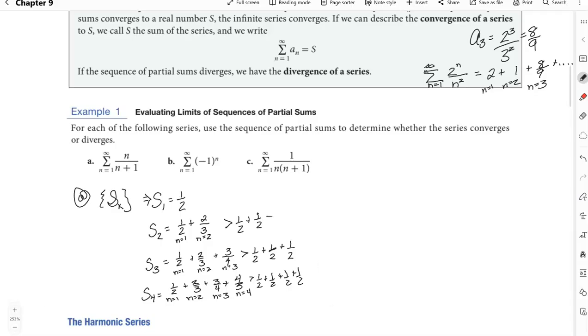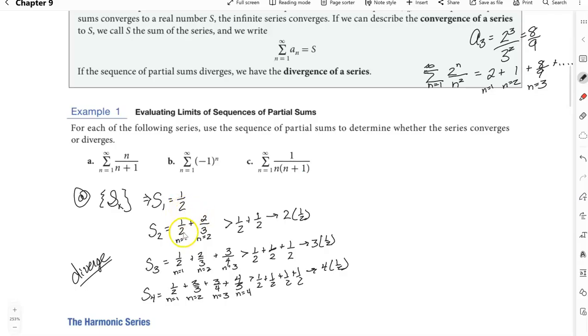So we could think about that second partial sum as when I compared it to 1/2 plus 1/2, 2 times a half. I could compare that third partial sum to 3 times a half, and that fourth one to 4 times a half. You can see how it's getting larger and larger. So this is going to diverge because we're adding things that just keep getting bigger and bigger.